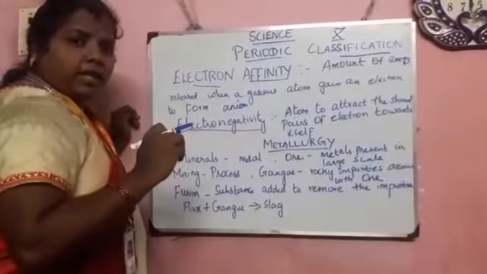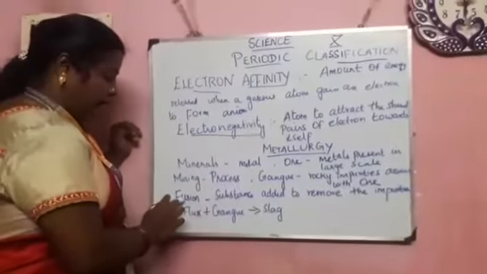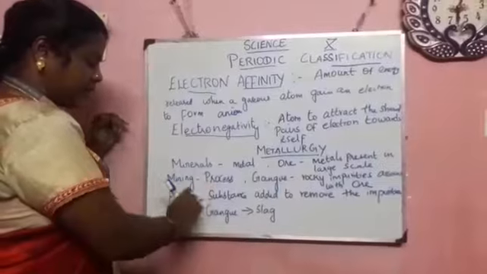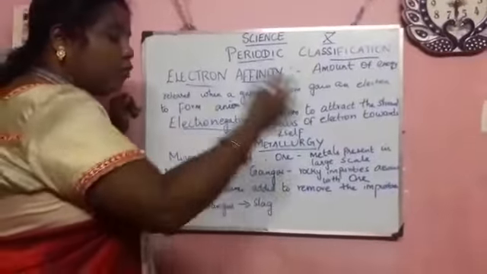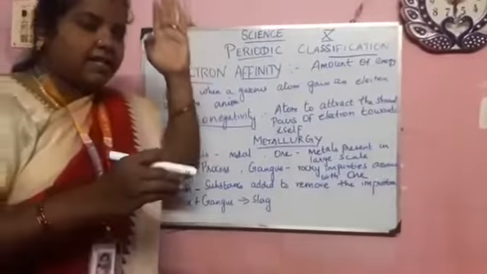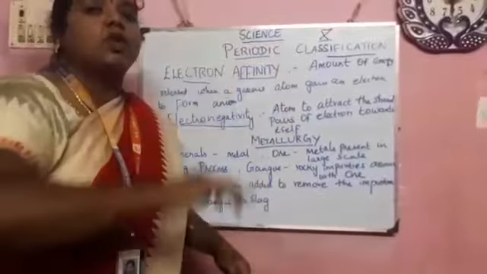Can you leave the impurities? No, we have to remove them. What do we have to do? We have to use flux. Flux is a substance used to remove the impurities. So next one is slag. Slag is the substance formed when the flux combines with the gangue.